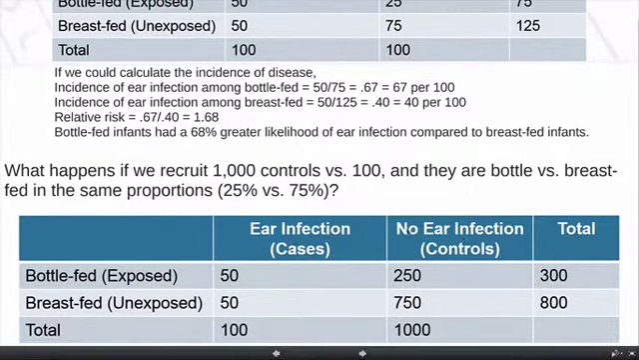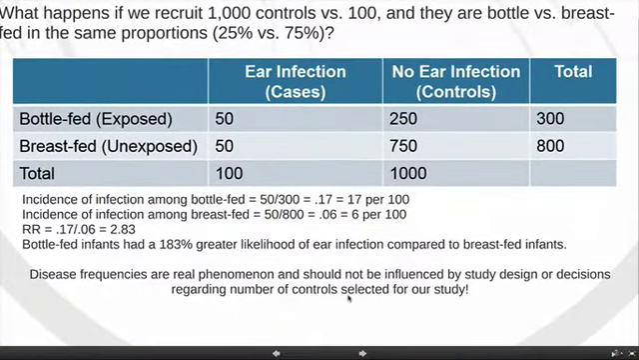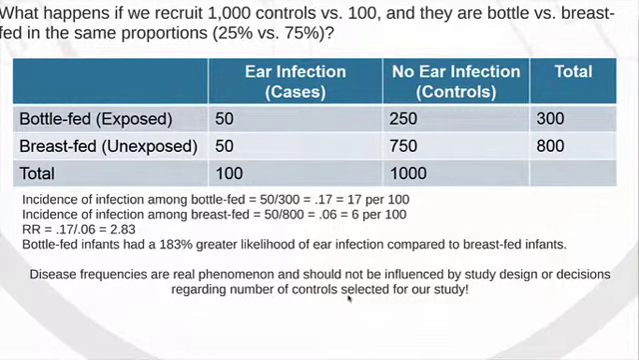So we can again fill out our 2x2 table and incorrectly calculate the incidence of ear infections among our bottle-fed, breastfed, and then calculate a relative risk. Here, our relative risk is 2.83, much, much higher than we saw above, even though the exposure was happening in the same proportion in our control group of 100 versus our control group of 1,000. So if we did the study this way, we would be able to say bottle-fed infants had 183% greater likelihood of ear infection compared to breastfed infants.